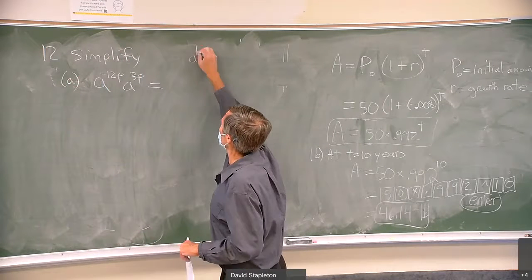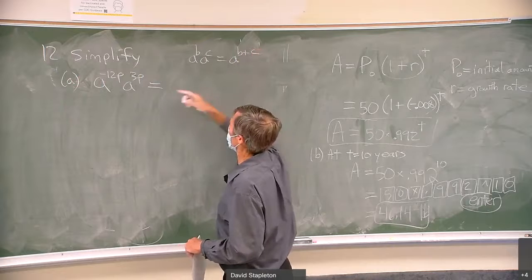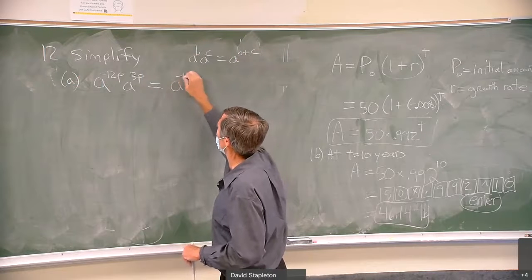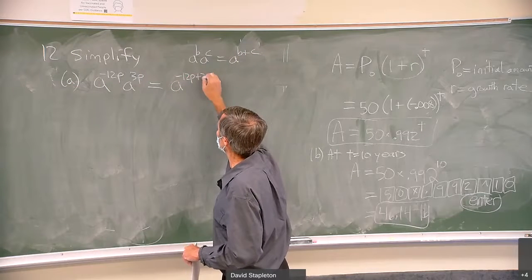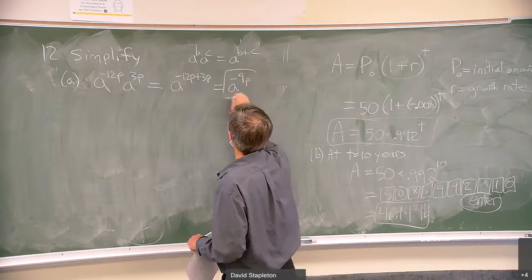You want to use your property that says a to the b times a to the c, the exponents add, a to the b plus c, right? So you add those exponents. This is a to the minus 12p plus 3p, which is a to the minus 9p.